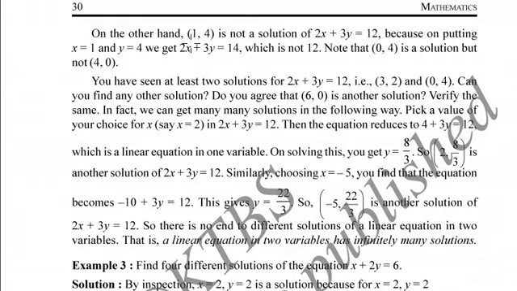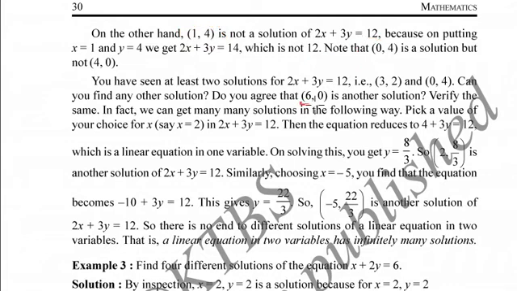On the other hand, 1 comma 4 is not a solution for this equation. When you substitute x as 1 and y as 4, 2 times 1 is equal to 2 plus 3 times 4 is equal to 12. 12 plus 2 is equal to 14. But on the right hand side of the given equation, it is 12. So this ordered pair is not a solution for the given equation.